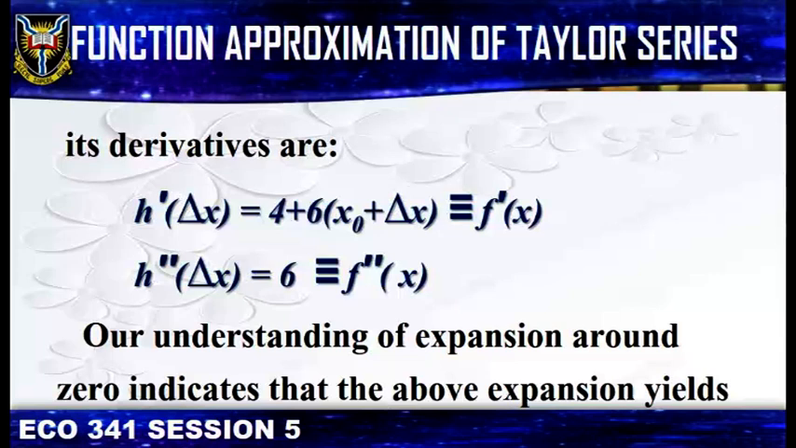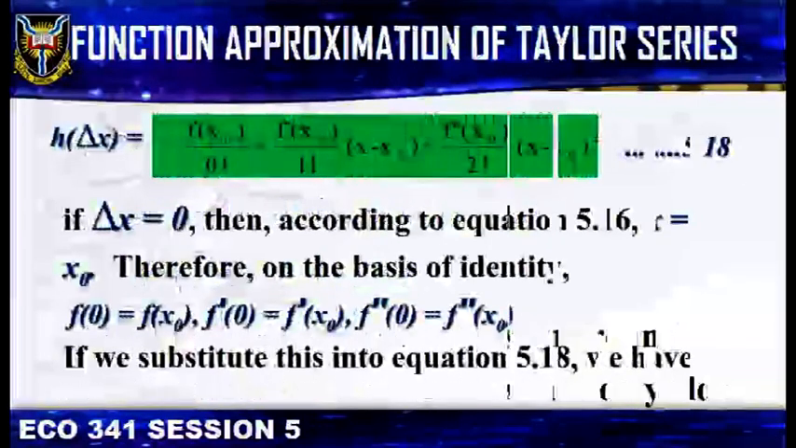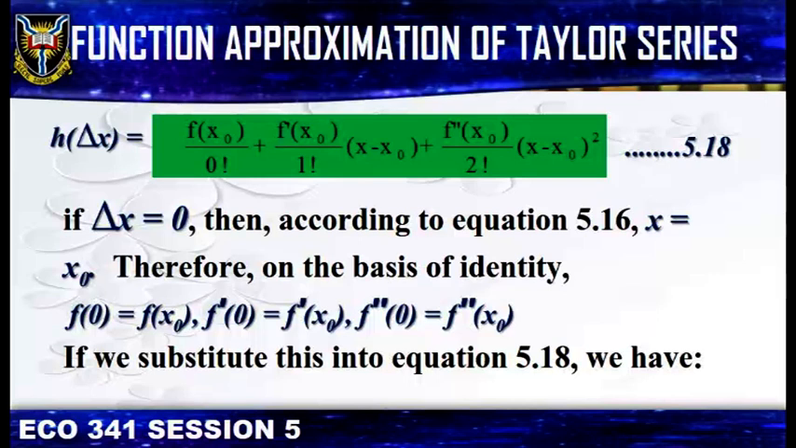Our understanding of expansion around 0 indicates that the above expansion yields h of dx is equal to f function of x naught over 0 factorial plus f prime function of x naught over 1 factorial into bracket x minus x naught plus f double prime function of x naught over 2 factorial into bracket x minus x naught squared. Equation 5.18. If dx is equal to 0, then according to equation 5.16, x is equal to x naught.